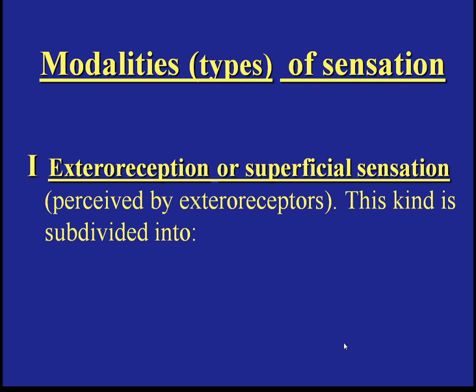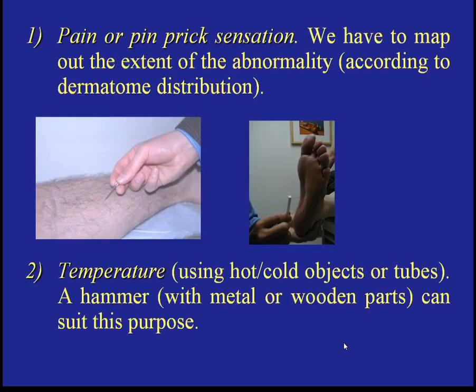The first one, exteroreception, or sometimes exteroception, the same, or superficial sensation, so perceived by exteroreceptors. This kind is subdivided into pain or pin-prick sensation. We touch 2 or 3 times the skin of our patient with a special pin and ask about patient sensation. And we have to make out the extent of abnormality according to dermatome distribution.